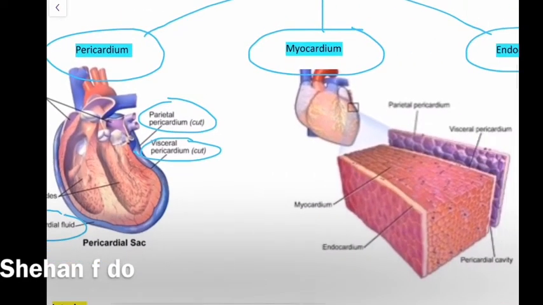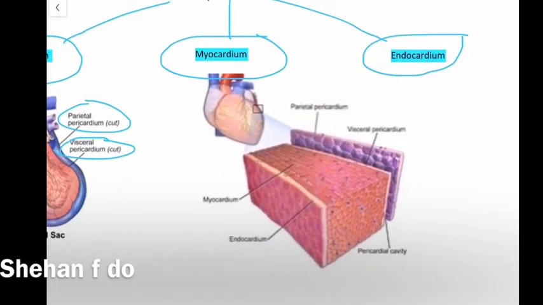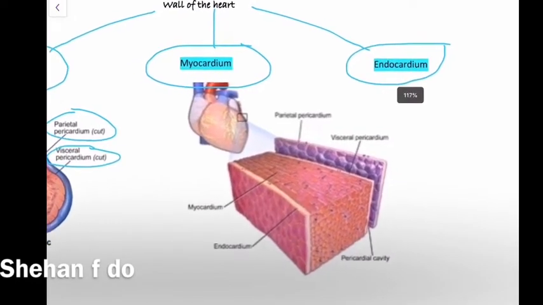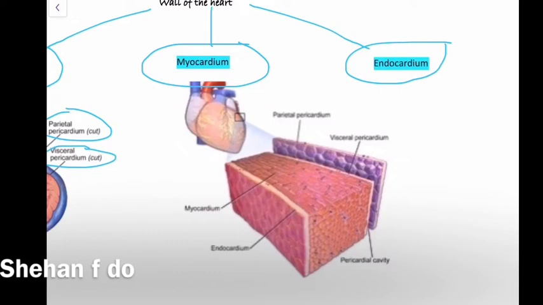Then the middle layer is the myocardium. It is made of cardiac muscle, and it forms the main bulk of the wall of the heart and is responsible for the contraction of the heart. And then lining that, the most interior lining would be the endocardium, and this is a very thin layer of epithelial tissue, which also is continuous with the endothelium of the great vessels.